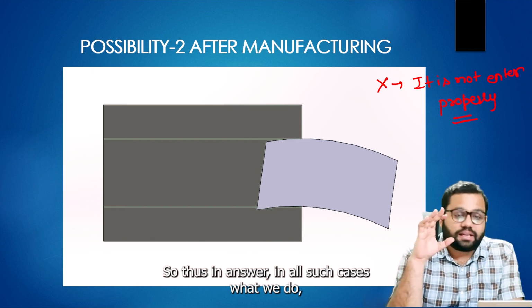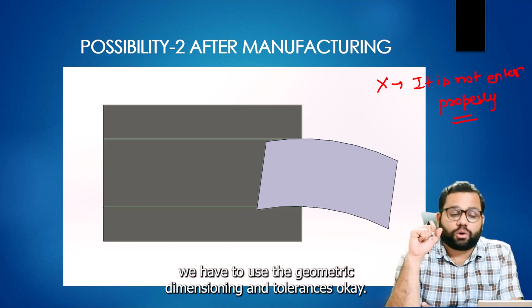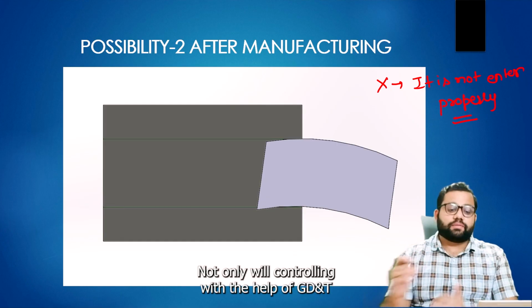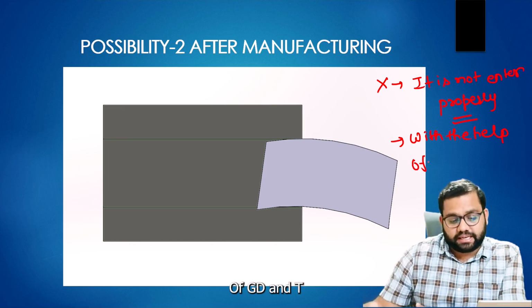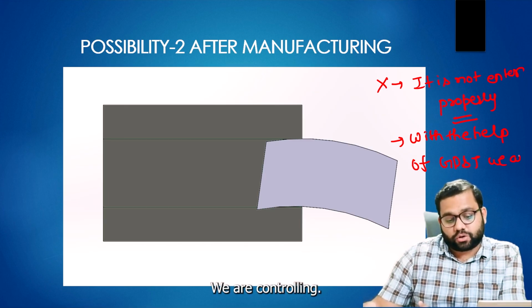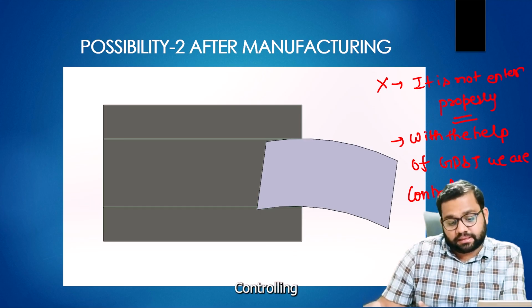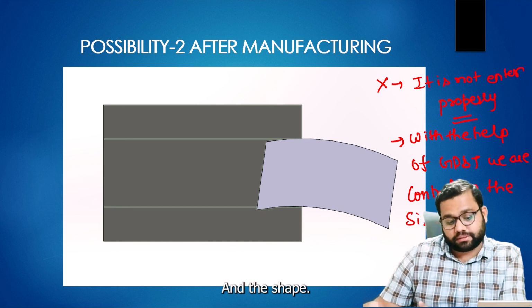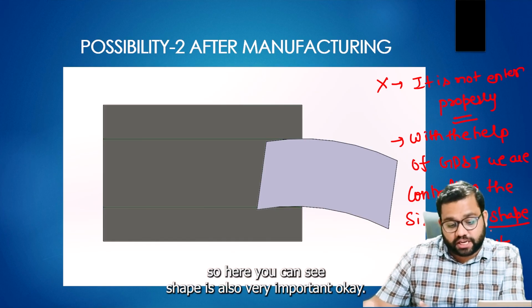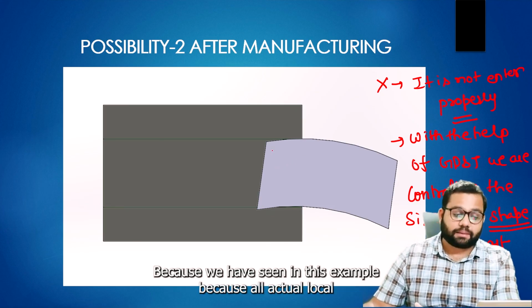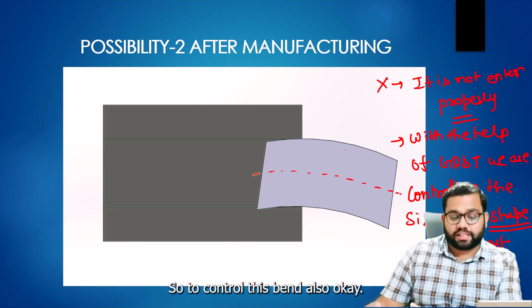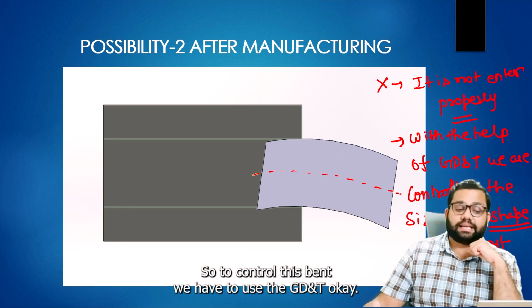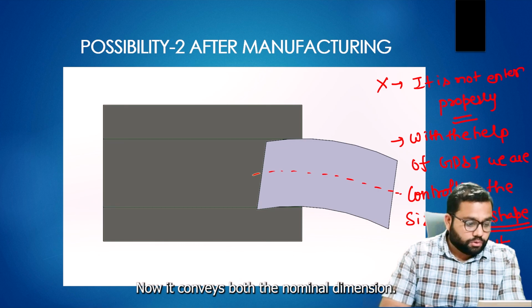So in all such cases, we have to use geometric dimensioning and tolerancing to control the shape also. Not only the size, with the help of GD&T we are controlling the size and the shape of the part. Here you can see shape is also very important, because in this example all actual local sizes are accurate, but there is a bend in the part. To control this bend we have to use GD&T.